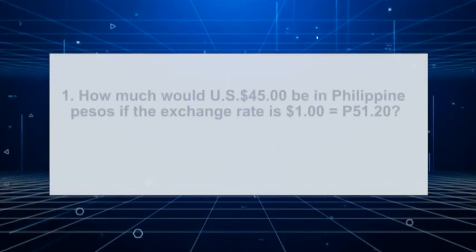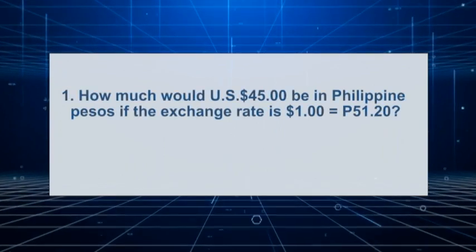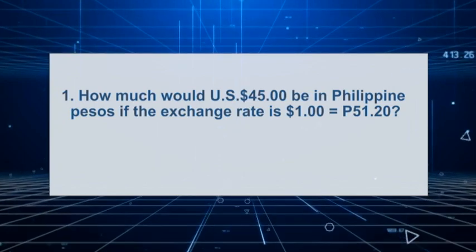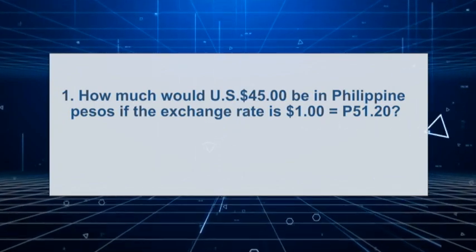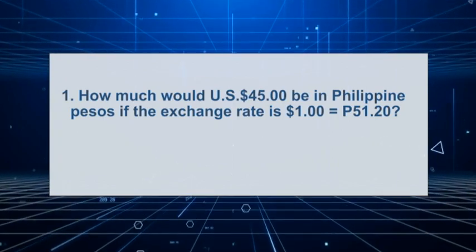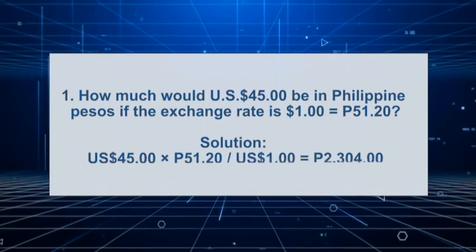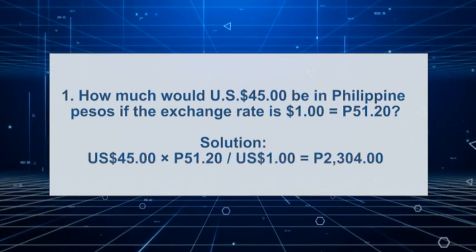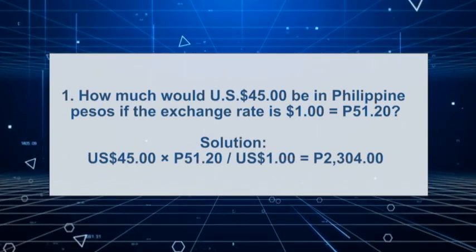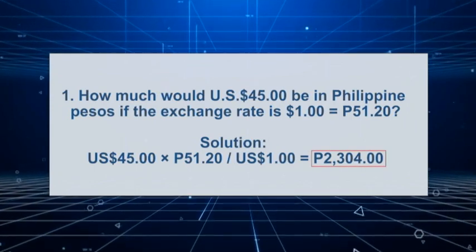Number 1, how much would 45 US dollars be in Philippine pesos if the exchange rate is 1 US dollar to 51 pesos and 20 centavos? That's 45 US dollars times 51 pesos and 20 centavos over 1 US dollar, or 2,304 pesos.